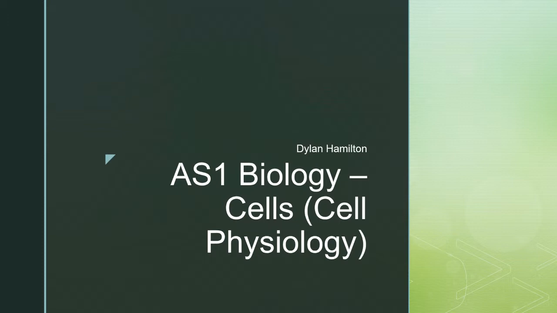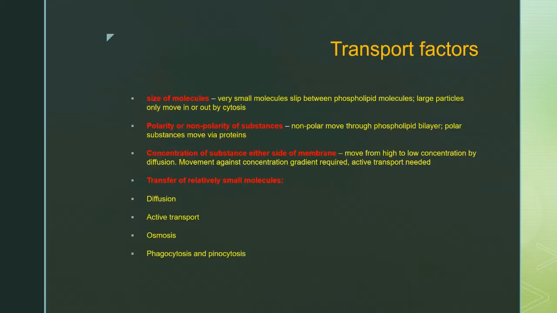But let's get straight into this one because we're talking about cell physiology. So we're going to go straight into transport factors. The factors that affect transport are the size of molecules: smaller molecules will slip between the phospholipid molecules, while large particles will only be able to move in or out by cytosis. The polarity or non-polarity of substances also affects it, as non-polar molecules will move through the phospholipid bilayer, whilst polar substances will have to move via proteins.